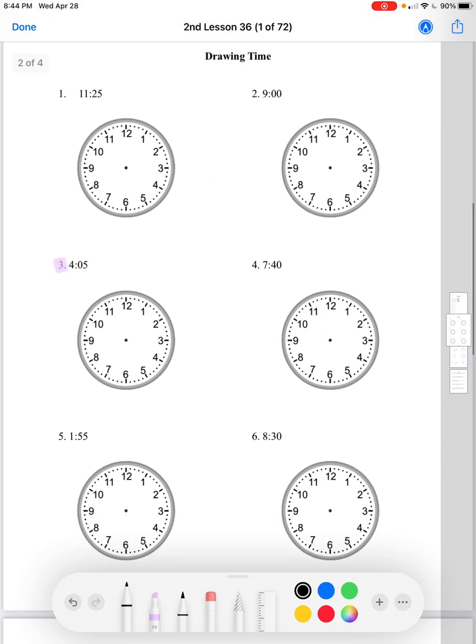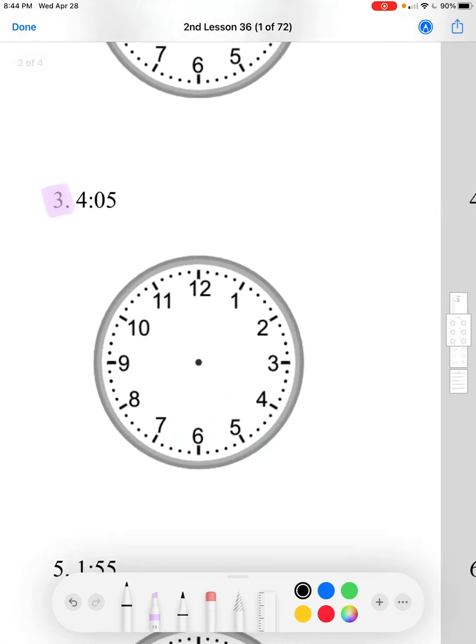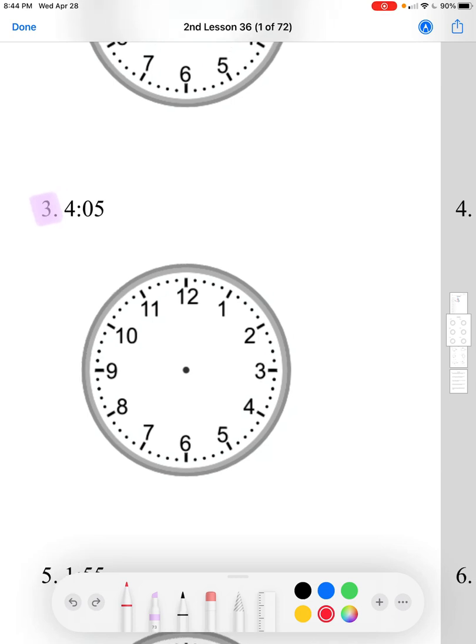And then let's go over drawing time. We're given a time to draw. So let's go over number 3. We're given 4:05. So again, the numbers on the clock, these are the hours. And to get the minutes, you're going to be counting by 5, starting with 0 here. 0, 5. You count by 5, so you'll be adding 5s to each one.